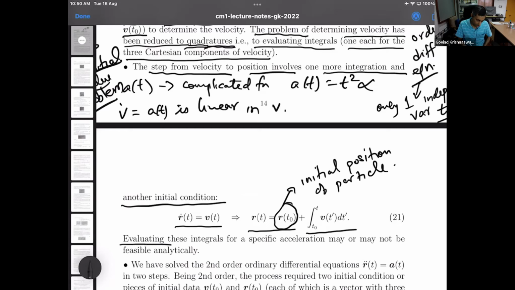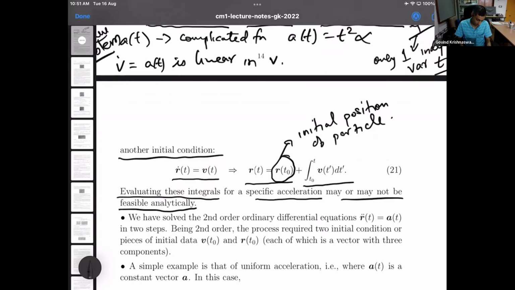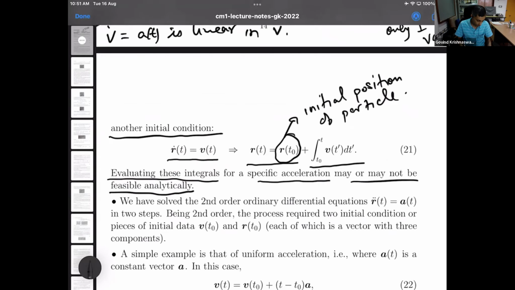Evaluating these integrals for a specific acceleration function, namely a of t, may or may not be feasible analytically. And that is where quadrature comes in. You can't evaluate it using some simple rules that you learn in school. There may be more fancy methods needed, or you may need to break up that area into little quadrilaterals and add them up and so on. So that's where quadrature comes in.